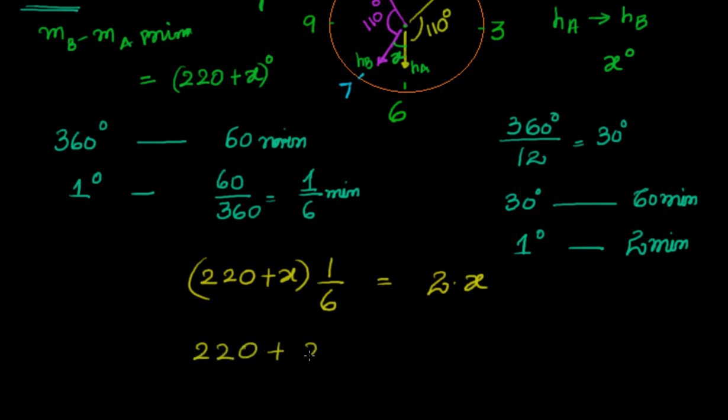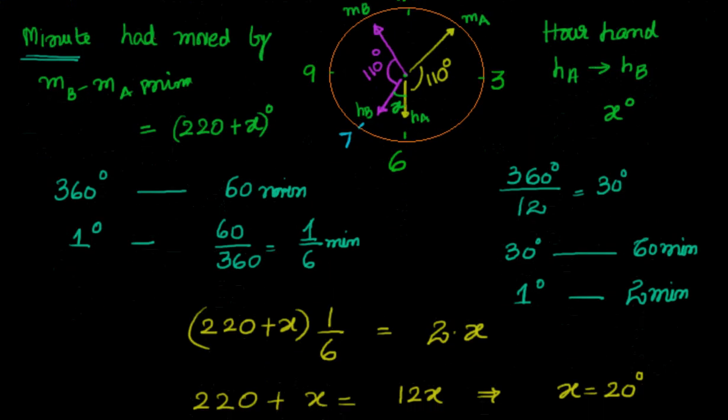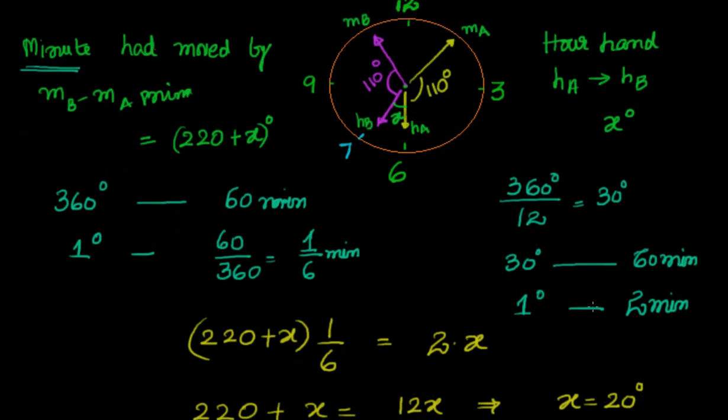So we can equate this and we can simply find out the value of x. 220 plus x equals 12x. That gives me x equal to 20 degrees. If I know x equals 20 degrees, immediately I can substitute in one of them and find the answer. If x equals 20 degrees, 2x is equal to 40 minutes. So he is away for dinner for 40 minutes.